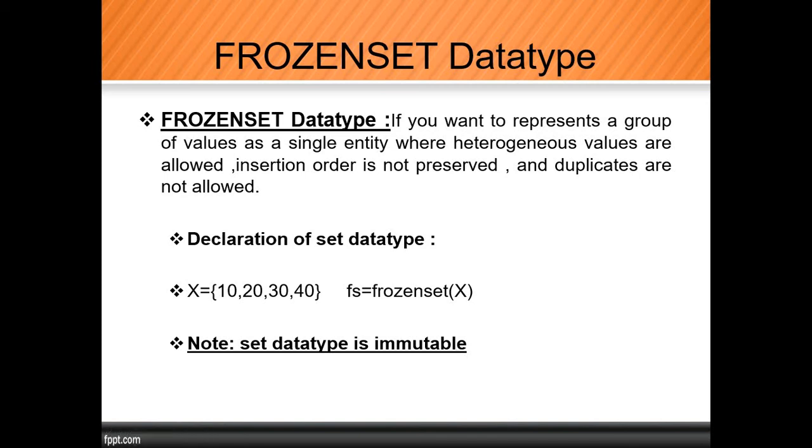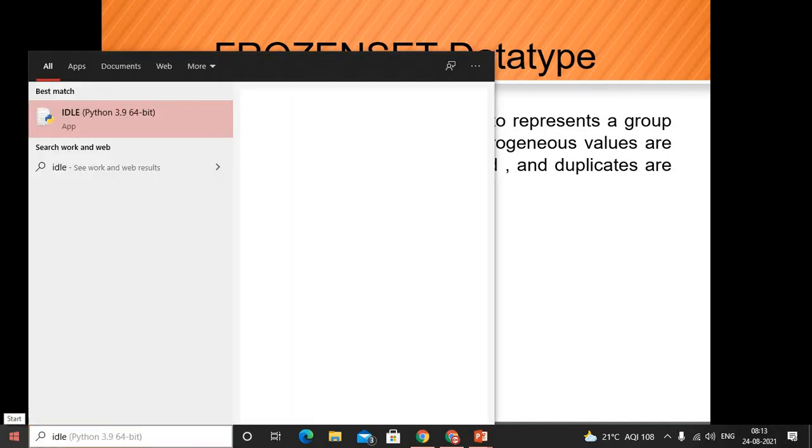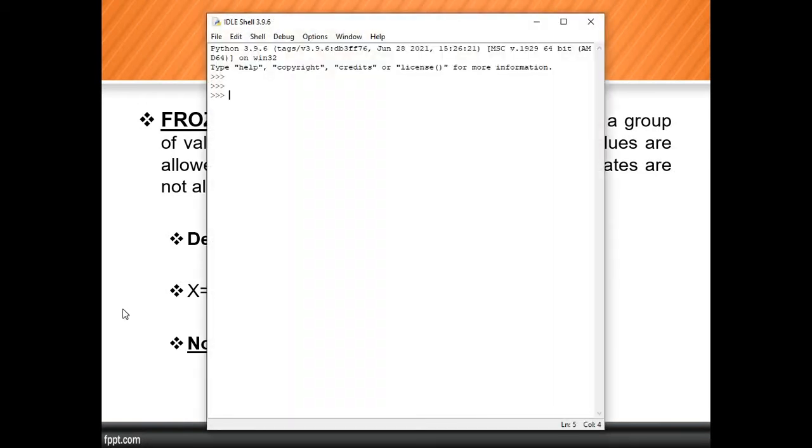Okay, so let's do that. I will deal with the frozen set. Here I will use IDLE, and in that I will store very basic values. Here I have a variable x is equal to, in curly braces, and afterward I will enter some values like 10, 20, 30, 40. Right now I don't want to use duplicate values, let's just check. Once we store them and check what type of data it is, we get set type data. See, we get the set type data.